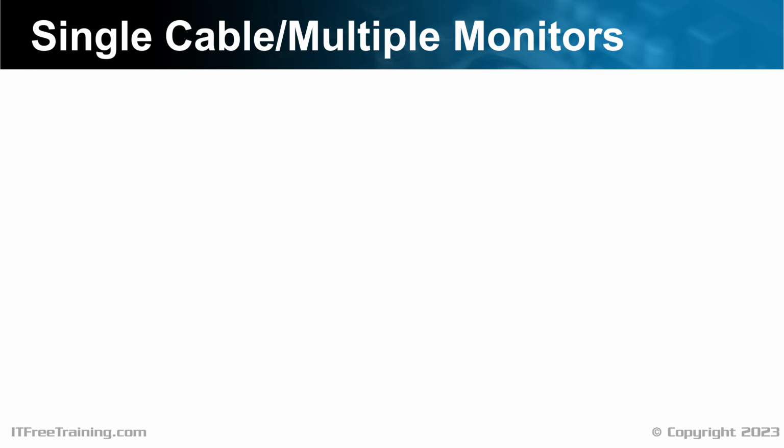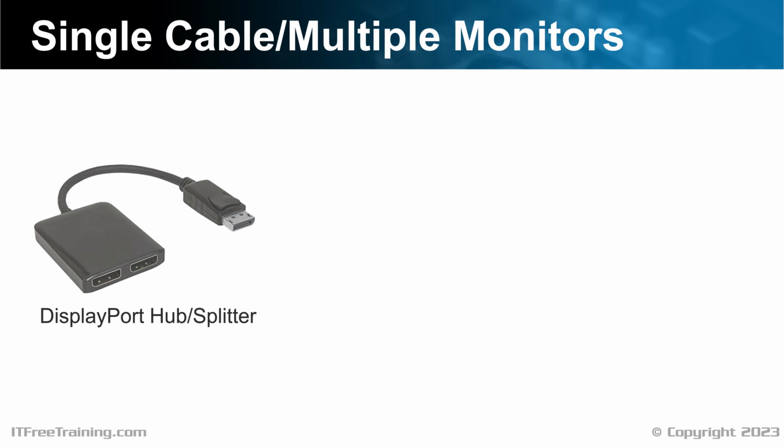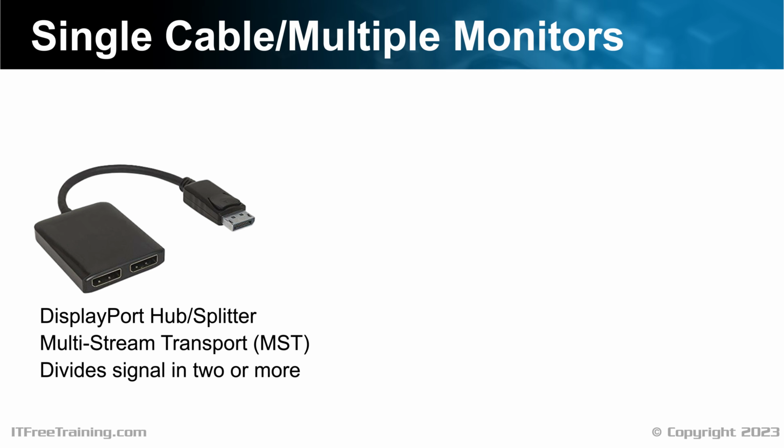The first one is using a hub or splitter-like device. DisplayPort supports this using Multi-Stream Transport or MST. MST was added in version 1.2 of DisplayPort in 2010, so it's been around for a long time. Essentially, devices like these divide multiple signals from the one port into 2 or more ports. You simply plug each monitor into the device.